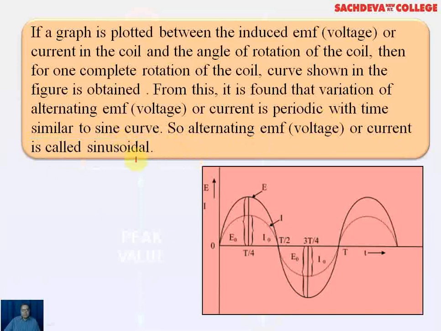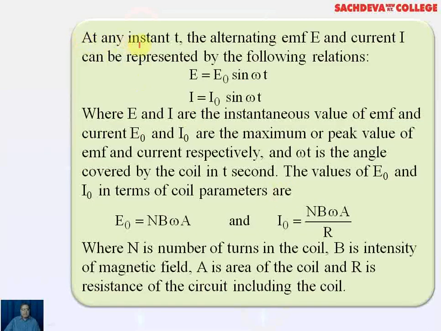When the curve is at the top, it is the peak value, and when it is at the low point, it is the minimum value. At any instant t, the alternating EMF E and the current I can be represented by E is equal to E naught sine omega t. In this function, omega t will be the phase angle, and omega can be given by omega is equal to 2 pi n, or 2 pi over T.